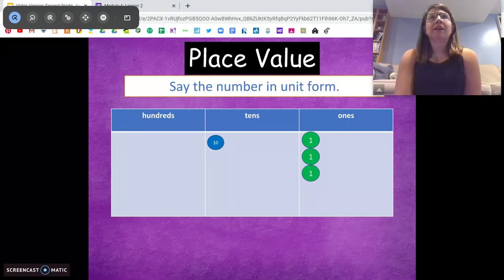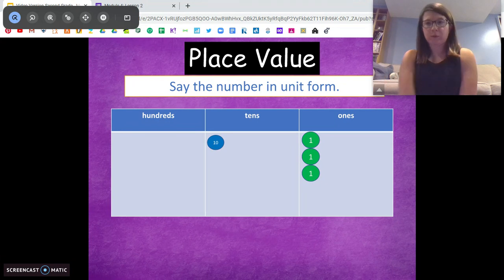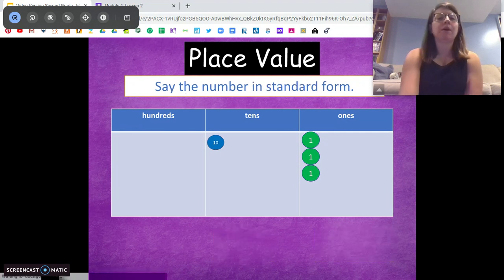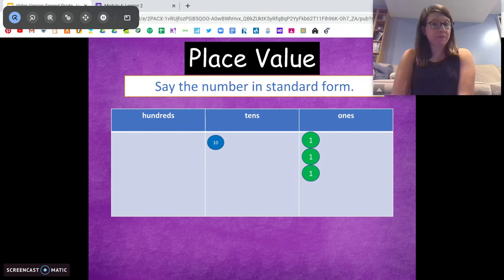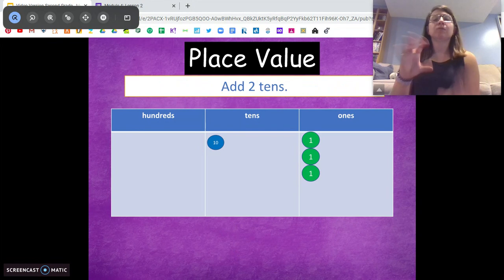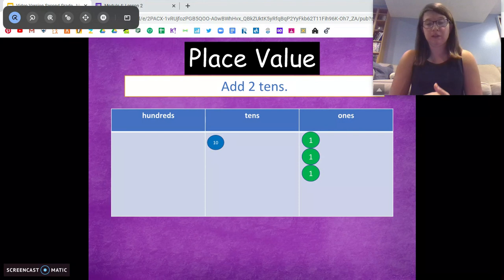What is this number in unit form? Remember, that's when we say the number of tens and the number of ones. What's this number in unit form? 1 ten, 3 ones. Awesome job. What is it in standard form? Basically, what does this number equal? 13. Excellent.